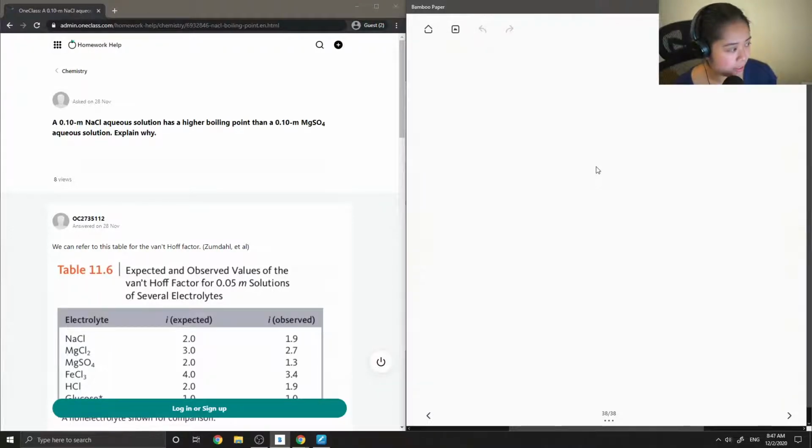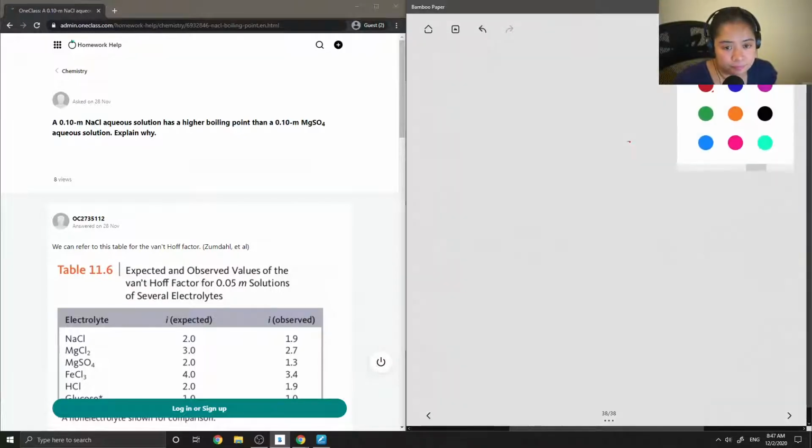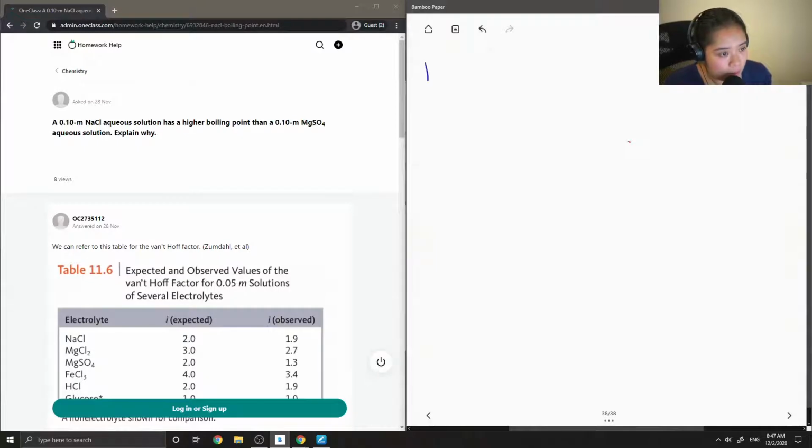Okay, so question 1 asks, a 0.10 molar sodium chloride aqueous solution has a higher boiling point than a 0.10 molar magnesium sulfate aqueous solution. Explain why. Notice that both the sodium chloride and the magnesium sulfate solutions have the same concentration. So in order to figure out why one has a higher boiling point than the other, we need to look at something called the Van't Hoff factor.